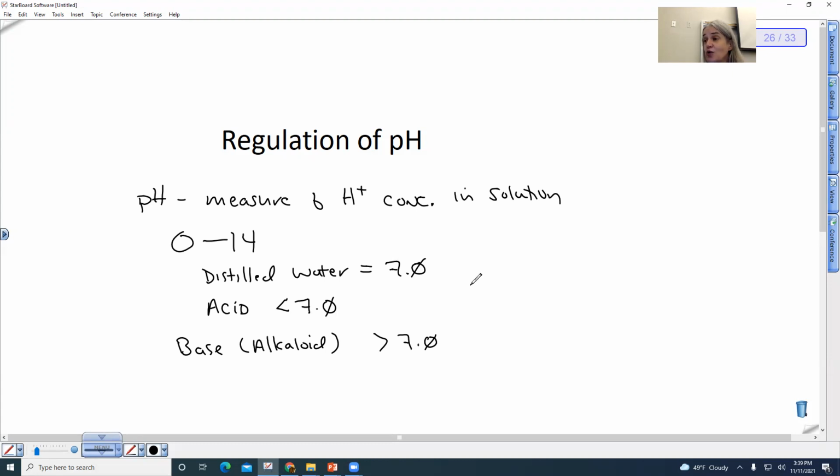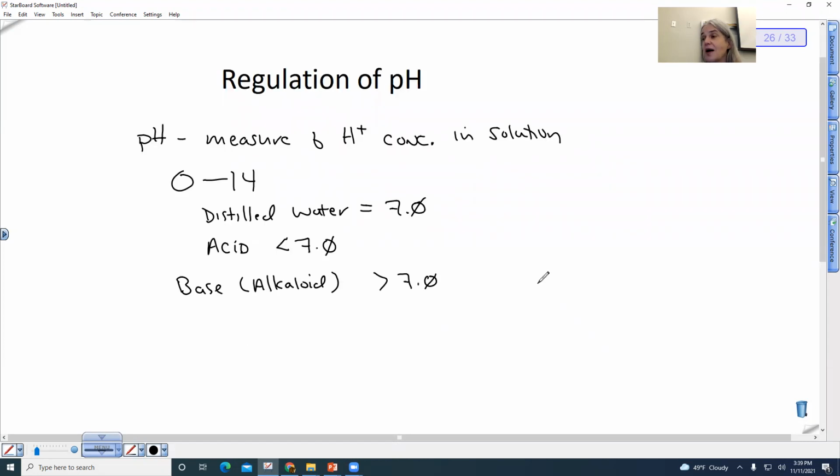we need to control pH because pH influences protein structure and therefore influences chemical reactions. If the pH is not just right, say for example in your stomach, if it's not very acidic, then your digestion of protein is going to be inhibited. But that acid isn't a good thing in the small intestine. So we need to regulate pH, and it might be different in different parts of your body.